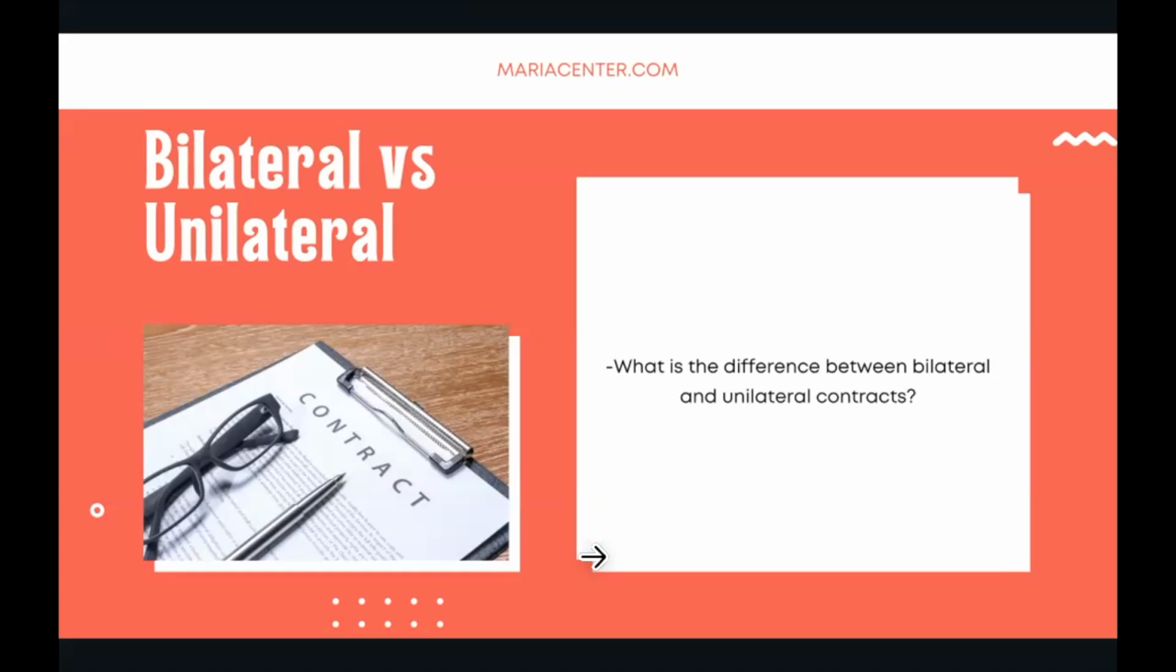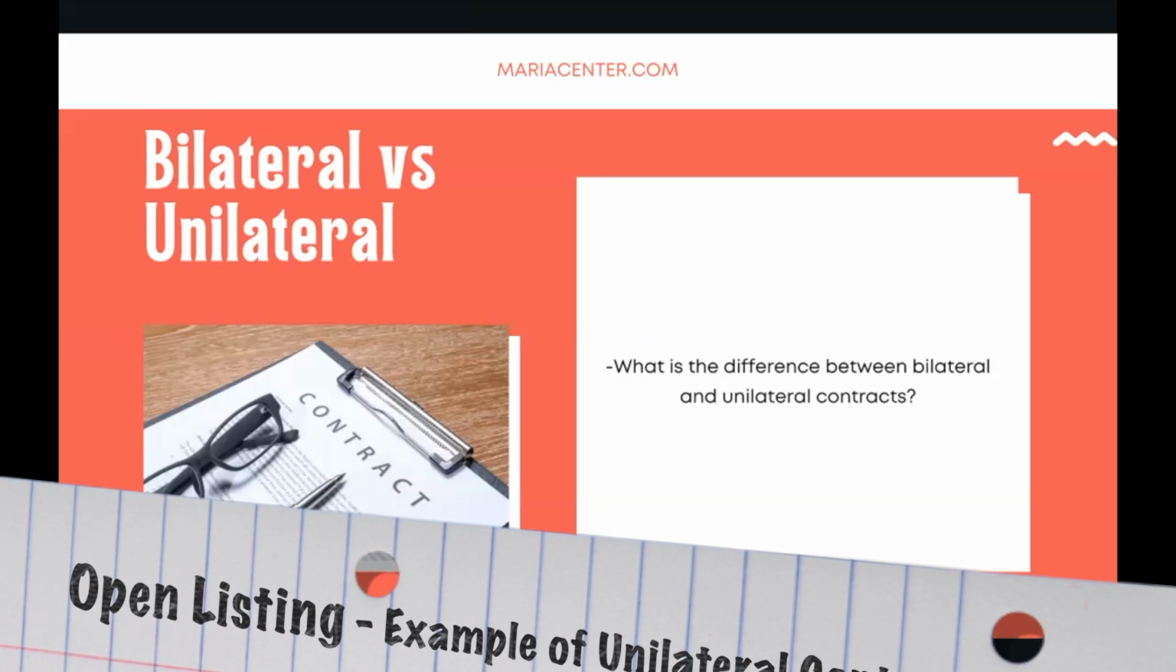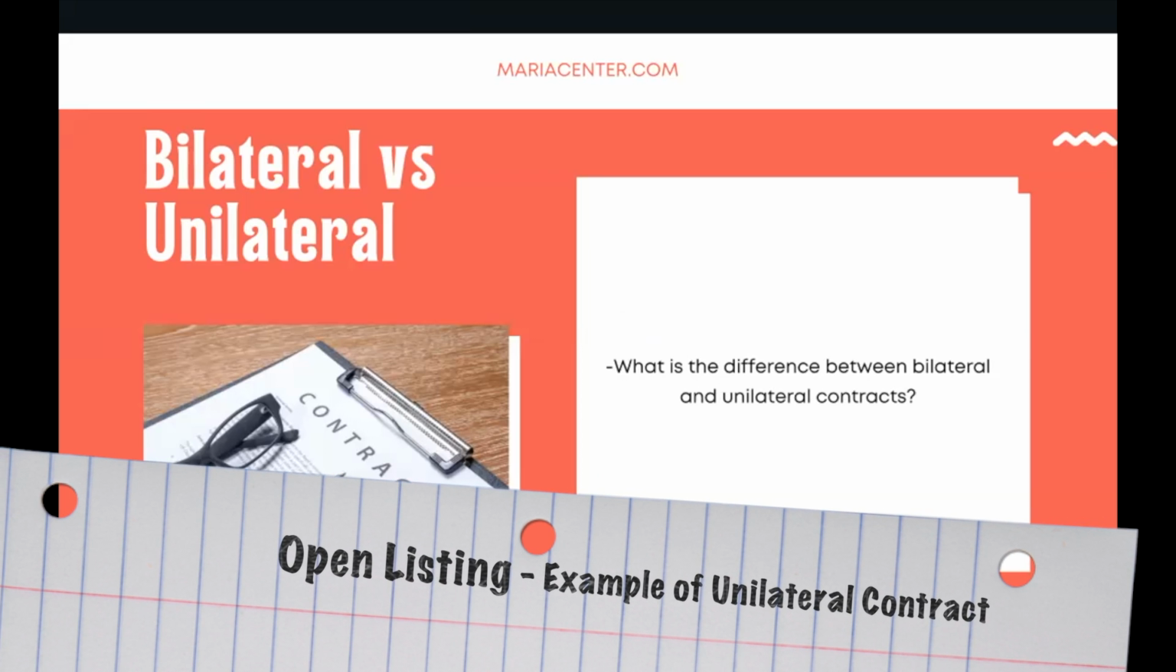Another example of a unilateral contract is an open listing. Say that I'm a for sale by owner and I want to sell my house, but I don't want to alienate any buyer's agents or people who might be working with an agent who are buyers. I want to make sure everybody knows that, hey, I'm willing to pay the buyer's agent's commission. I'm not going to cut you out of the deal here, but I'm a for sale by owner and nobody's representing me. So I put an ad on Craigslist or Facebook, wherever I want, to put it out there to the world that I have this house for sale.